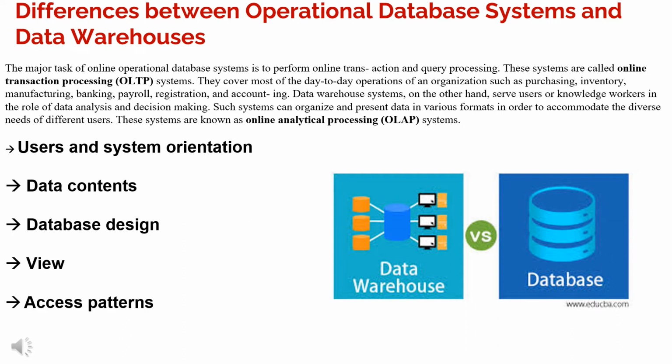Next is the access pattern. The access pattern of an OLTP system consists mainly of short atomic transactions. Such a system requires concurrency control and recovery mechanisms. However, accesses to OLAP systems are mostly read-only operations, although many could be complex queries.